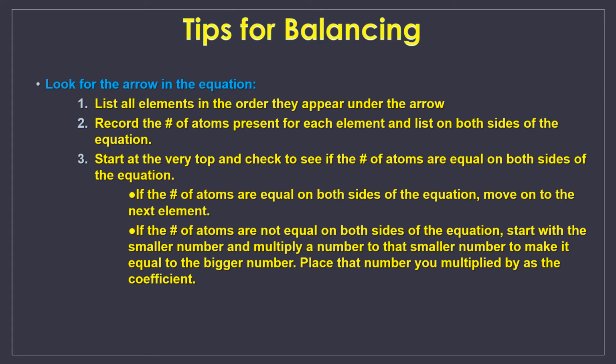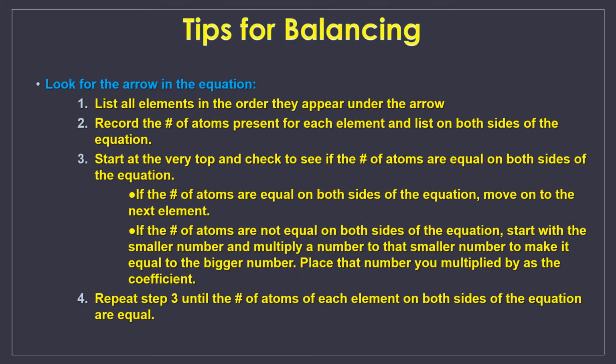And then once you hit something that's not equal on both sides, you will always look for the smaller number and multiply a number to that smaller number to make it equal to the bigger number, because again, our goal is to make both sides equal. Then you are going to place that number you multiplied by as the coefficient, meaning the big number in front. And then you are going to repeat step 3 until all the atoms of each element on both sides are equal.